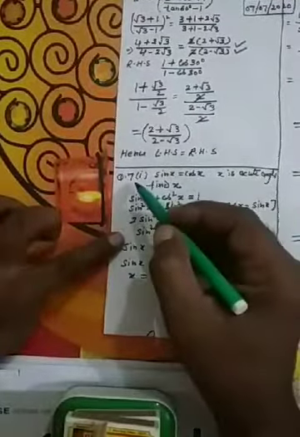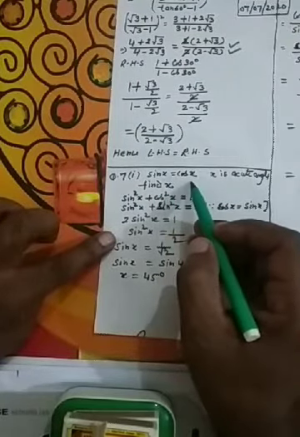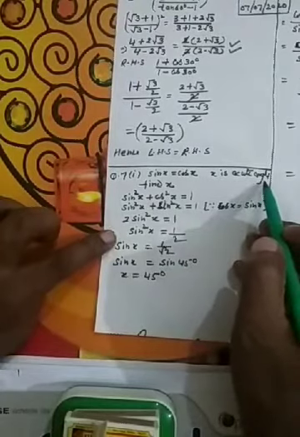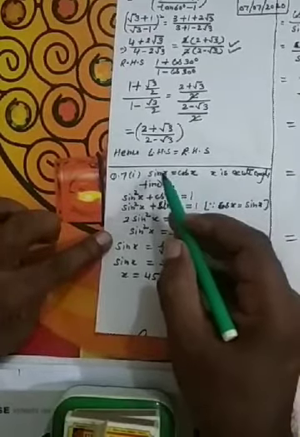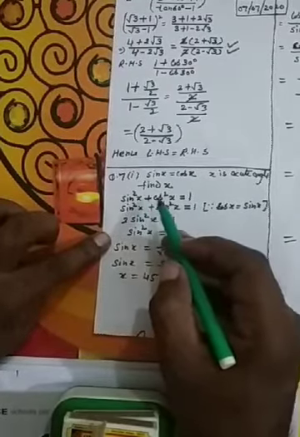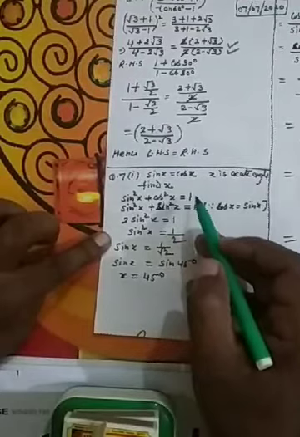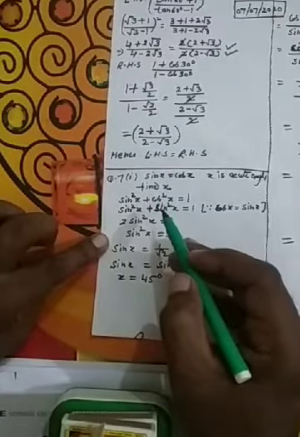Now question number 7 is something different. See here, what is given? Sin x is equal to cos x, and x is an acute angle. We have to find out the value of x. In this case, because sin x is equal to cos x, we know the formula sin square x plus cos square x is equal to 1. So in place of cos square x, we can write sin square x.